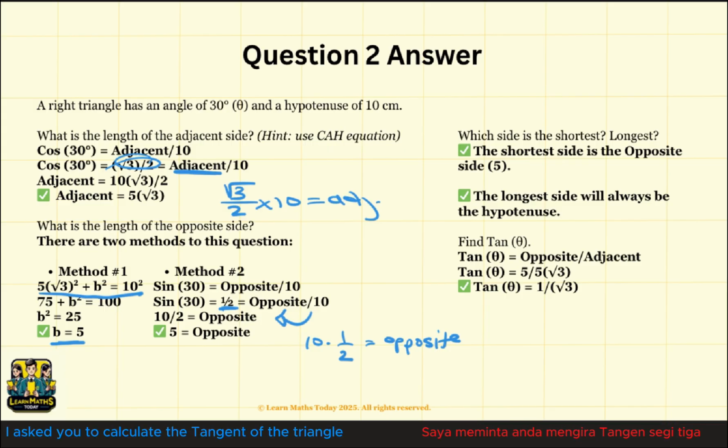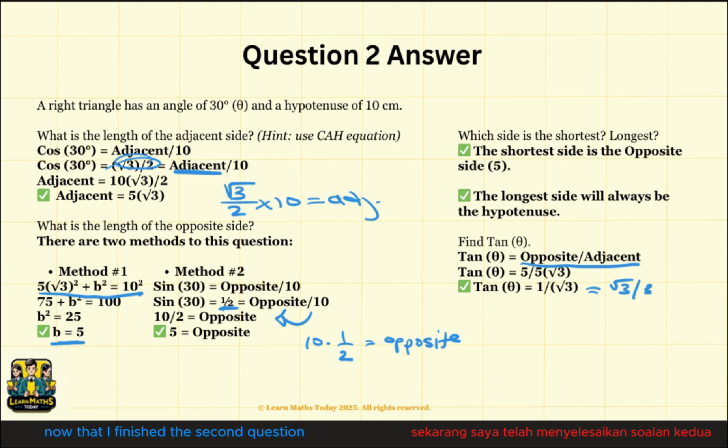Okay, and finally, I asked you to calculate the tangent of the triangle. This one is also supposed to be kind of just a simple way to help you remember trigonometric ratios. So for this, all you needed to do is remember the equation for the tangent, which is the opposite over the adjacent, as I have it here. And then if you plugged in the values correctly, you would get 5 over 5 root 3, because the opposite is 5 and the adjacent is 5 root 3. And then through simplification, you would find that it's 1 over root 3, which can also be represented as root 3 over 3, but both answers are perfectly correct.